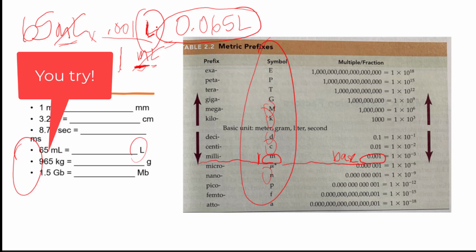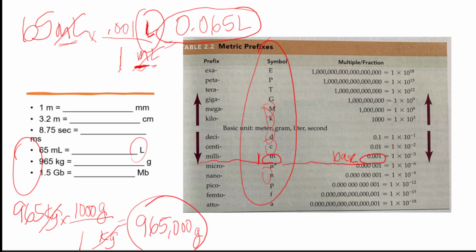Why don't you try setting up this second one, 965 kilograms to grams. Pause the video and try that one. How did you do? I started with 965 kilograms right here. And again, what do I want? Grams. What have I got? Kilograms. So I looked over on my prefix chart and I found kilo. Wherever there's kilo, I put a 1. So my kilo happened to be on the bottom, so I put a 1 there.